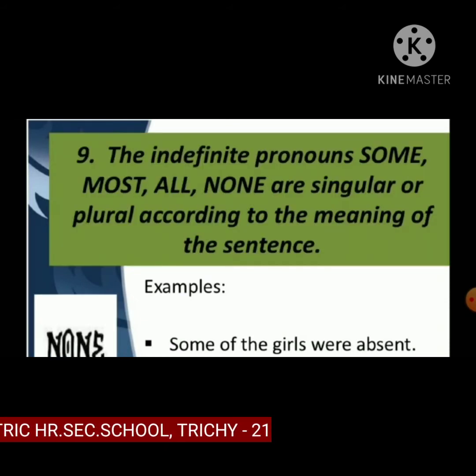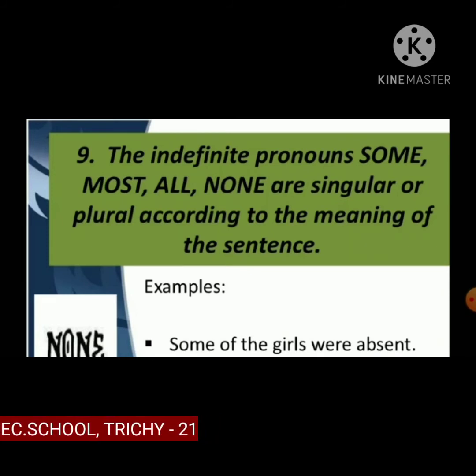Ninth one: the indefinite pronouns some, most, all, none are singular or plural according to the meaning of the sentence. For example, some of the girls were absent. Indefinite means we can't count it. Already we have learned kinds of adjectives. So you can use the plural according to the meaning of the sentence.